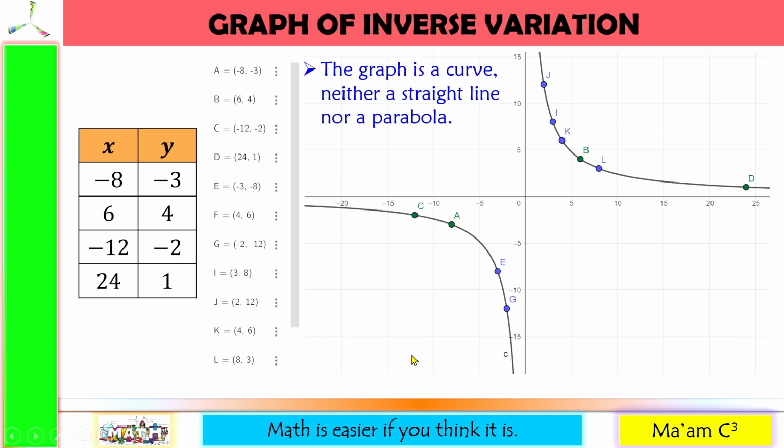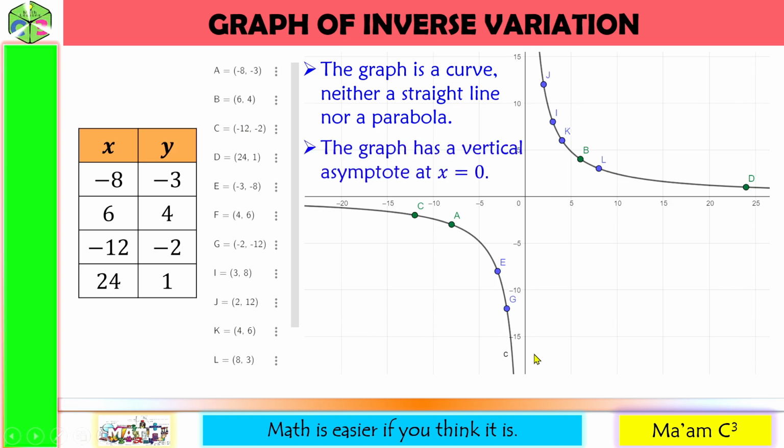Another observation, notice that our graph approaches x is equal to 0. In this one, it also approaches x equals 0, meaning the graph has a vertical asymptote at x equals 0. Also, the graph approaches the line y equals 0. In here, it also approaches the line y equals 0. So the graph has a horizontal asymptote at y equals 0.